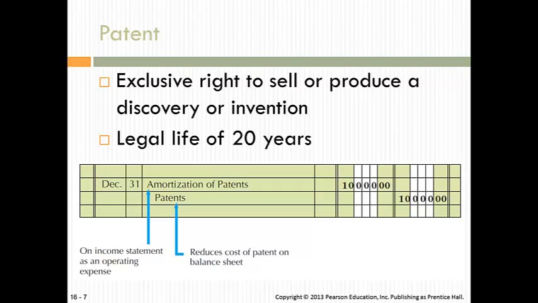Let's look at some examples. A patent is an exclusive right of the owner to sell or produce his or her discovery or invention. Let's assume that on January 1st, a patent costing $100,000 is purchased. The patent is good for 10 years, so it's amortized over 10 years. On December 31st, we record an adjusting entry to recognize this amortization expense. We debit amortization expense, but we don't credit accumulated amortization. Instead, we credit the intangible asset itself, patent.